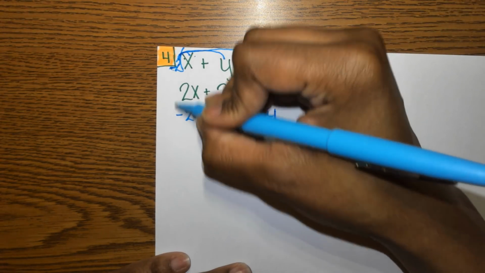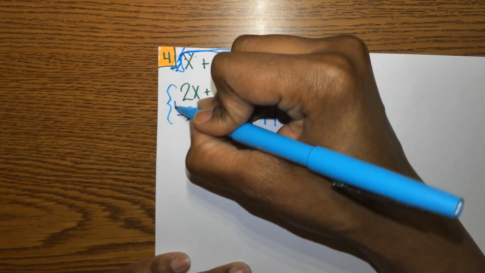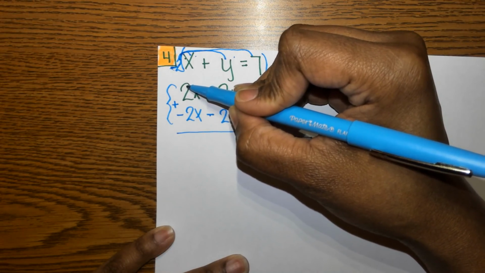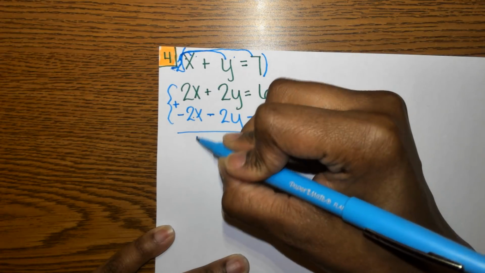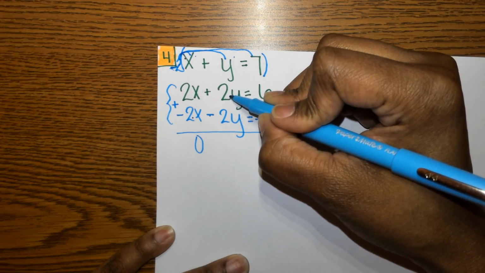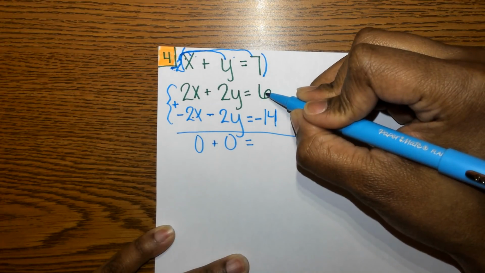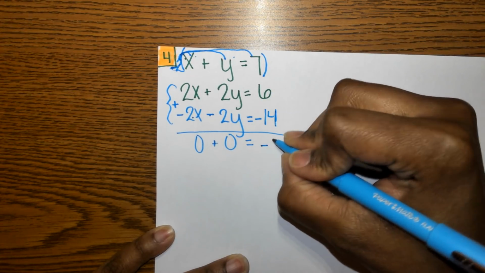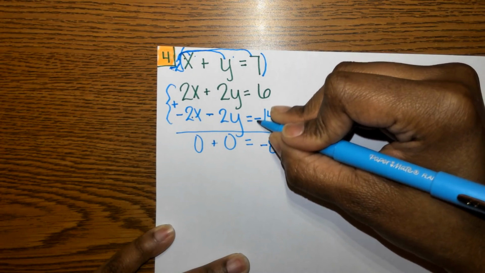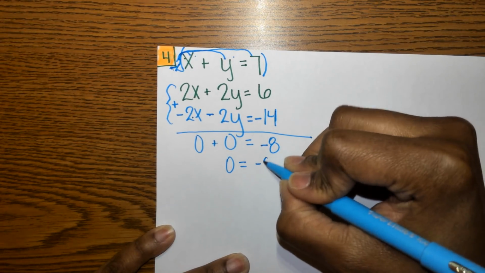So now I've got these two equations that I can add together. So I'm going to add these together, and look what happens here. I've got 2x minus 2x, that gives me 0. I'm sorry, 2x plus negative 2x, that gives me 0. I've got 2y plus negative 2y, so I've got another 0, and that is equal to 6 plus negative 14, that gives me negative 8. Because remember, different signs subtract. 14 minus 6 is 8. And keep the sign of the larger number, so it's negative. So that says that 0 equals negative 8.